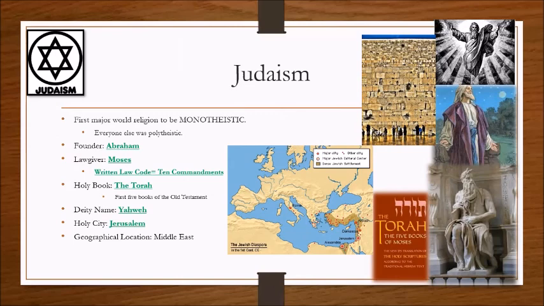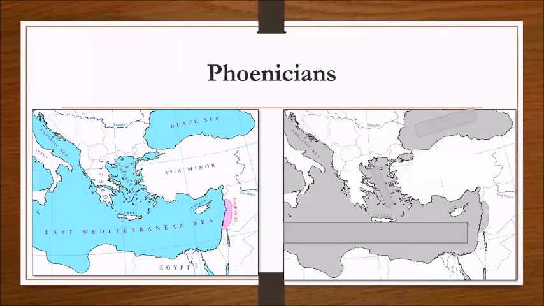The name of God is Yahweh. The holiest city in Judaism is Jerusalem, and the location for Judaism, ancestrally, is the Middle East in Israel. All right, so those are a lot of your key facts right there.